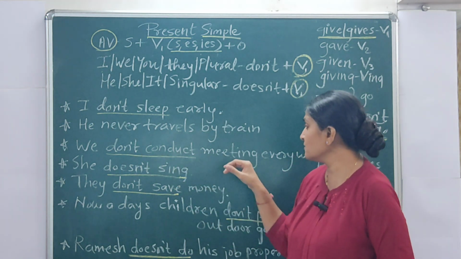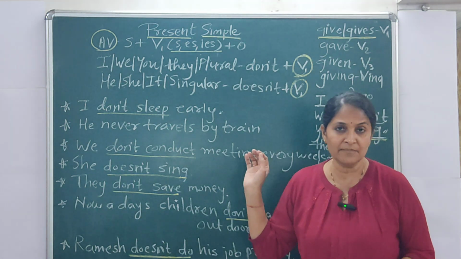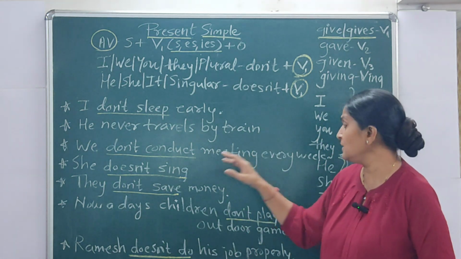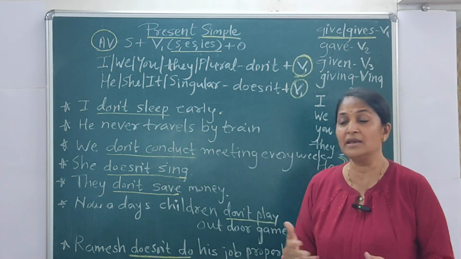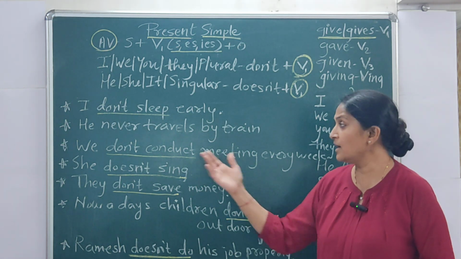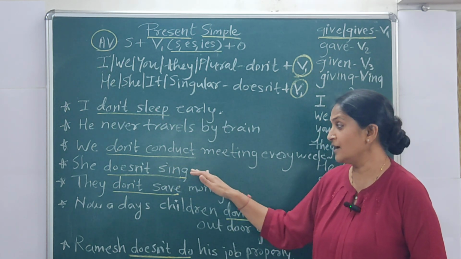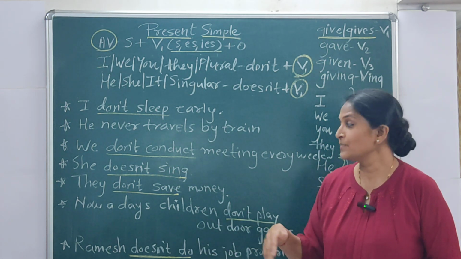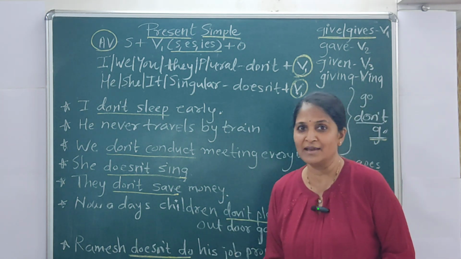We don't conduct a meeting every week. We don't conduct any meeting every week. So हम हर हफ्ते मीटिंग नहीं करते हैं. And you can say we conduct a meeting every week. तो हम हर हफ्ते मीटिंग्स लेते हैं. She doesn't sing. Yes, she sings and she doesn't sing. वो नहीं गाती है. मतलब she doesn't like to sing.